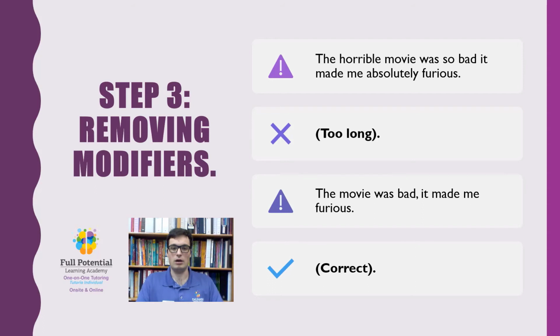For example, on our right we have, the movie was so bad, it made me absolutely furious. It's a sound sentence, but we can trim it down ourselves. We can simply say, the movie was bad, it made me furious. That is correct. We removed any unnecessary prepositions. We only kept furious because we needed to know how the movie made the speaker feel.